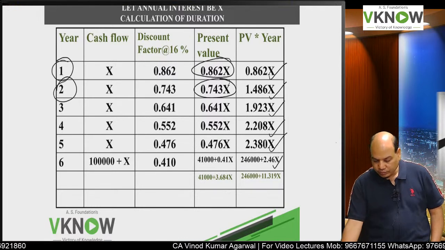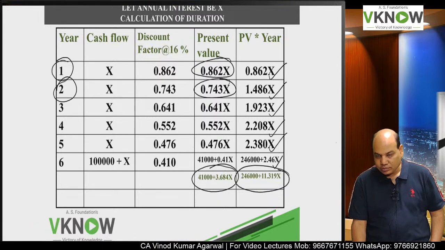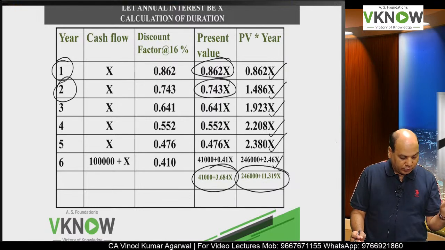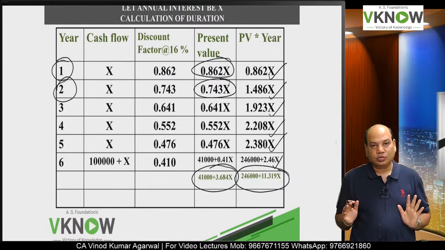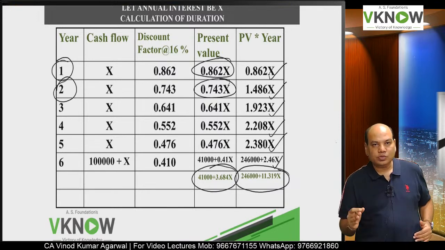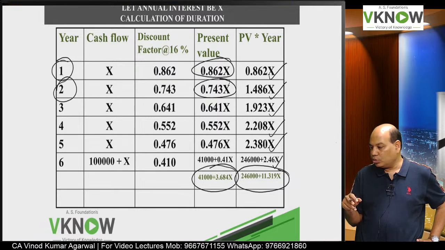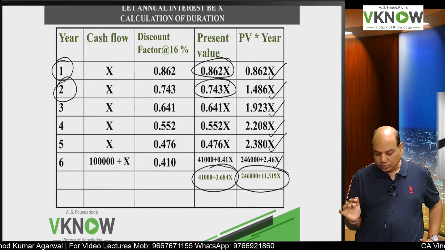Now what we'll do, this divide by this is duration, which is to be equated with the duration given in the problem, 4.3202. Can you see that? So the total of the last column divided by the fourth column total is equal to 4.3202, and then you will be able to get the value of X, but that is not the answer, that is the coupon amount.